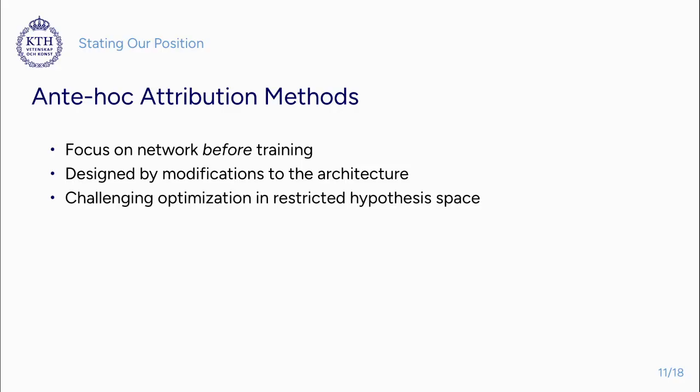The main challenge that we have in anti-hoc attribution methods is that when you make such changes, usually the function becomes very challenging to optimize, and it's very hard to explicitly know what sort of constraints we need for some properties in the gradient space. Like, we want the gradient to look not noisy. What kind of changes do I need to make in my network architecture to achieve that goal?